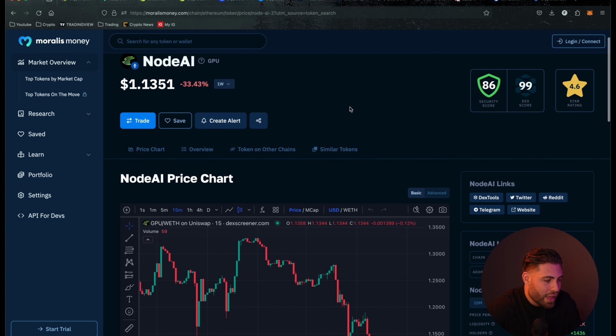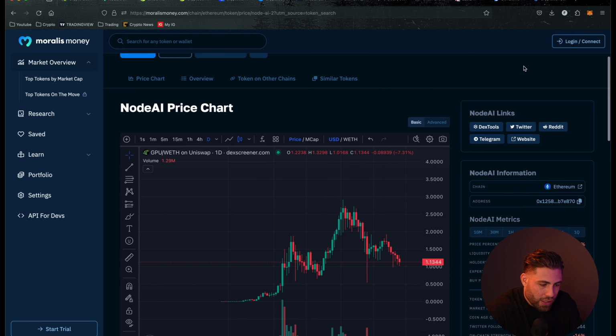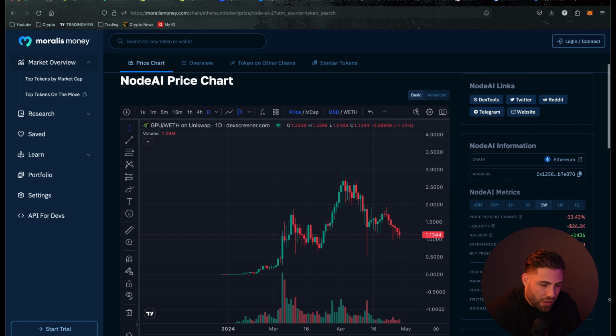And if you go further down, you can see their daily chart or weekly chart. You can see it's on a nice dip. Something else I can see here is the market cap, coin age, and also the number of holders. If I come further down, I can also see the market cap, $113 million market cap.